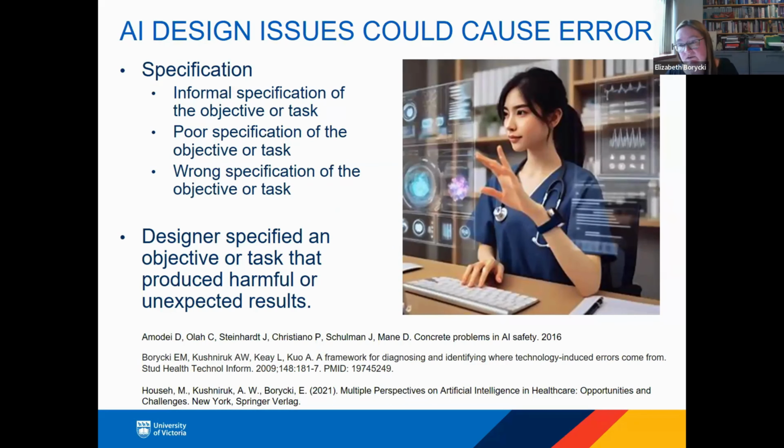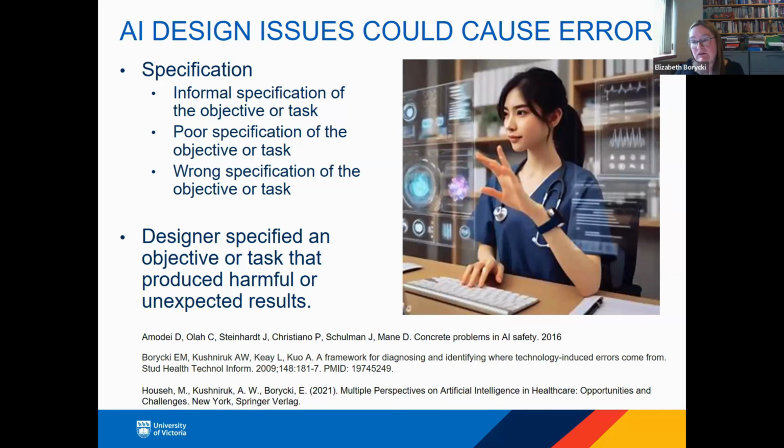So other types of issues that could be introduced from an AI design perspective that could cause error are things such as specification. So for example, there's an inadequate specification of the actual objective of the task. There might be poor specification of the task itself also. And you also might have cases where the specification itself is wrong because the person who's developing the algorithm doesn't necessarily understand the domain that it's being implemented in.